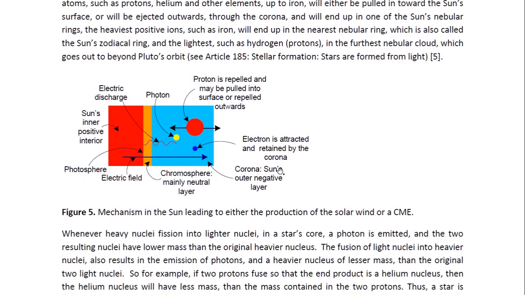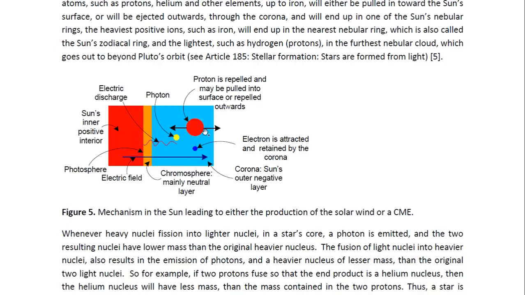So this is illustrated in this image. So we have the sun. This is the sun's interior, which is positively charged. This would be the chromosphere, which is between the surface of the sun, which would be here, the photosphere. This would be the interior, which is all solid. This is the corona, and there will be discharges.